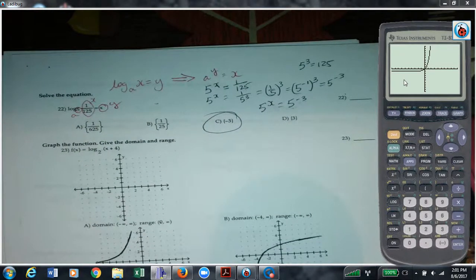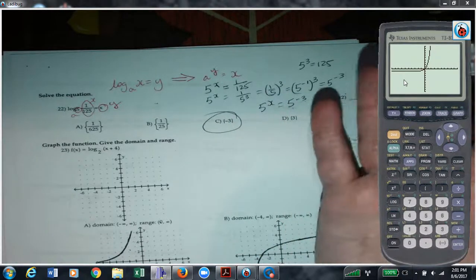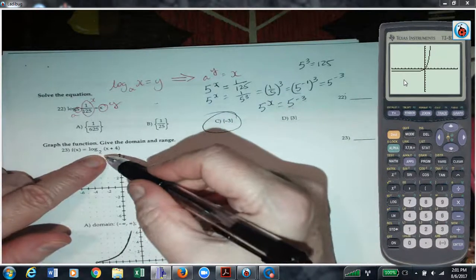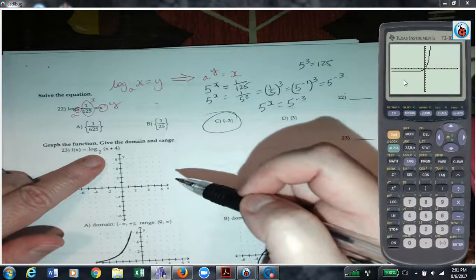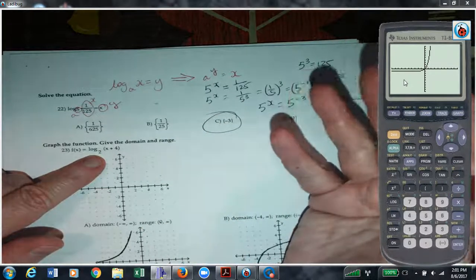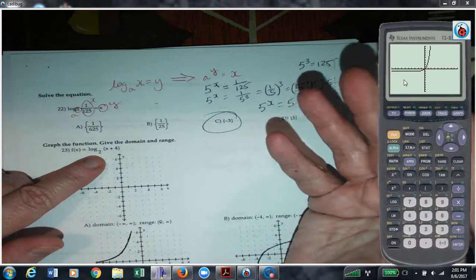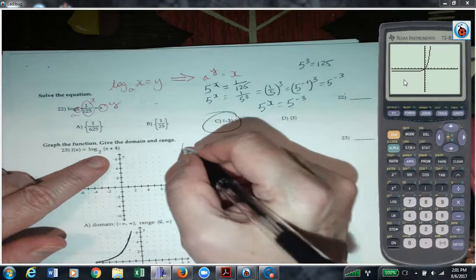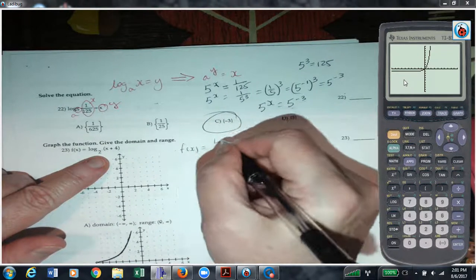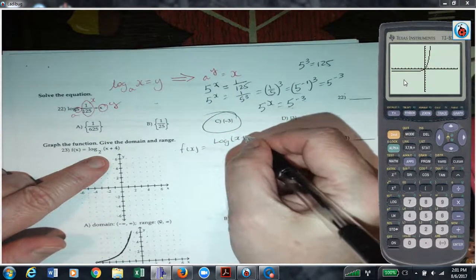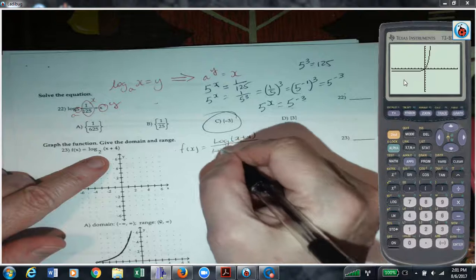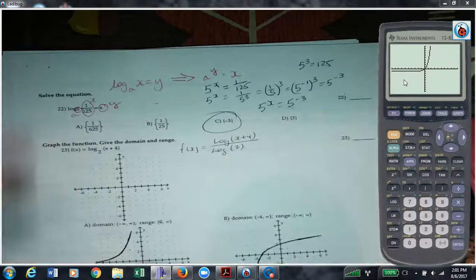Okay, give the domain and the range. Okay, graph it. Now you might say, well, my calculator won't do it in base 2. It only does it in base 10 and base E, LOG and LN. Well, use your conversion formula. So using the conversion formula, we have that.